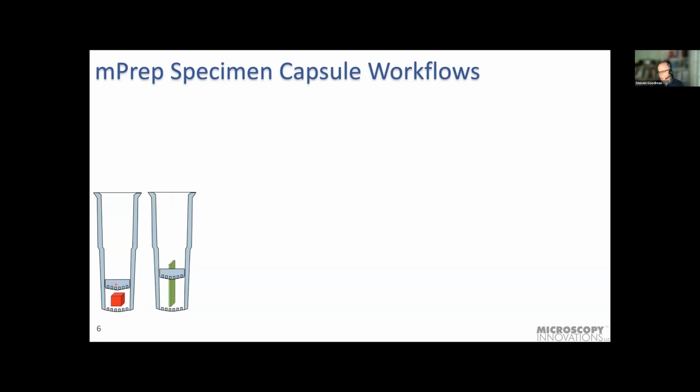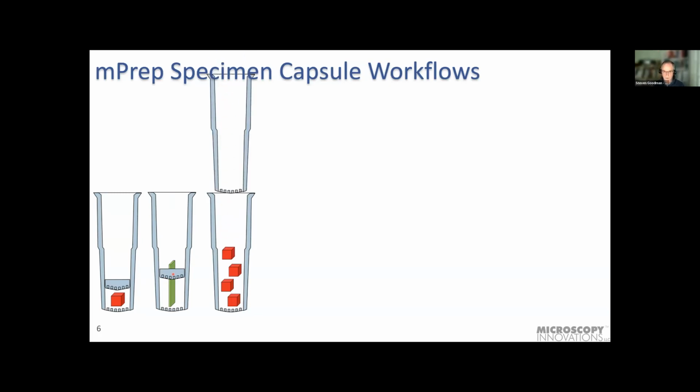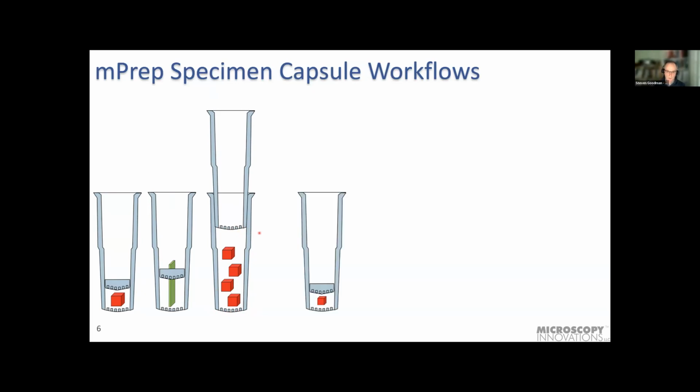One can also orient the specimens in the capsules. I won't show this in detail, but they can be pinched by the screen and held in an orientation in the capsule. And one can also load multiple specimens into a capsule, not use the screen, and cap this with a second capsule. So now the specimens are entrapped between the pores on the bottom of this capsule and the pores on the bottom of that capsule.